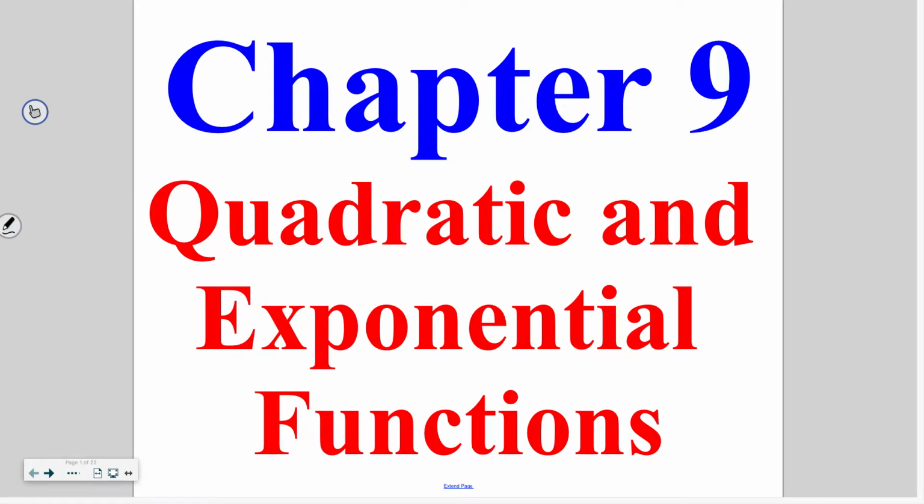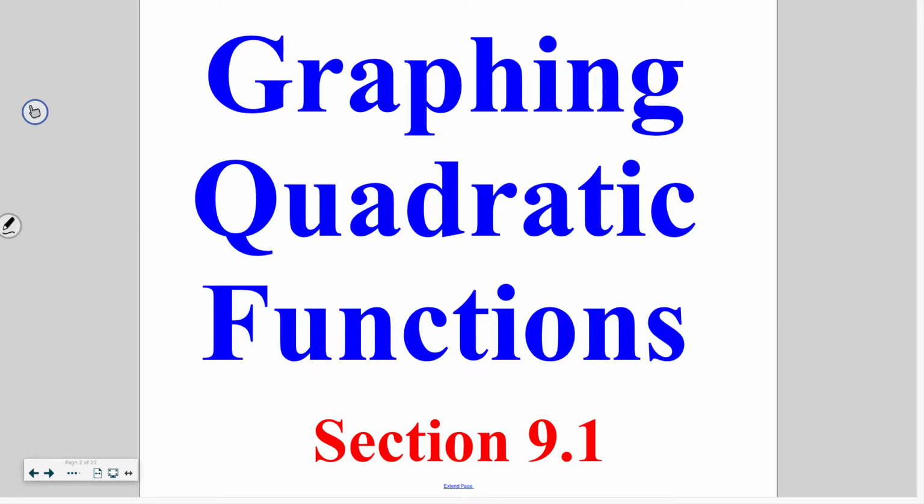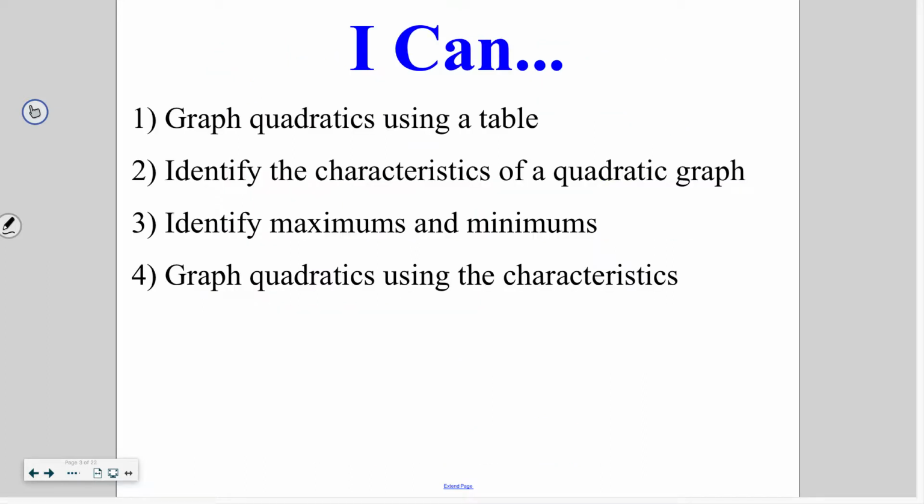Hello class, today we are starting chapter 9, which is focusing on quadratic and exponential functions. Today's lesson will focus on quadratic functions and how we can graph them. By the end of the lesson, you'll be able to graph using a table, identify the characteristics from a graph, find the maximum and minimums using the graph or the equation, and then graph the quadratics using those characteristics that you are able to identify.